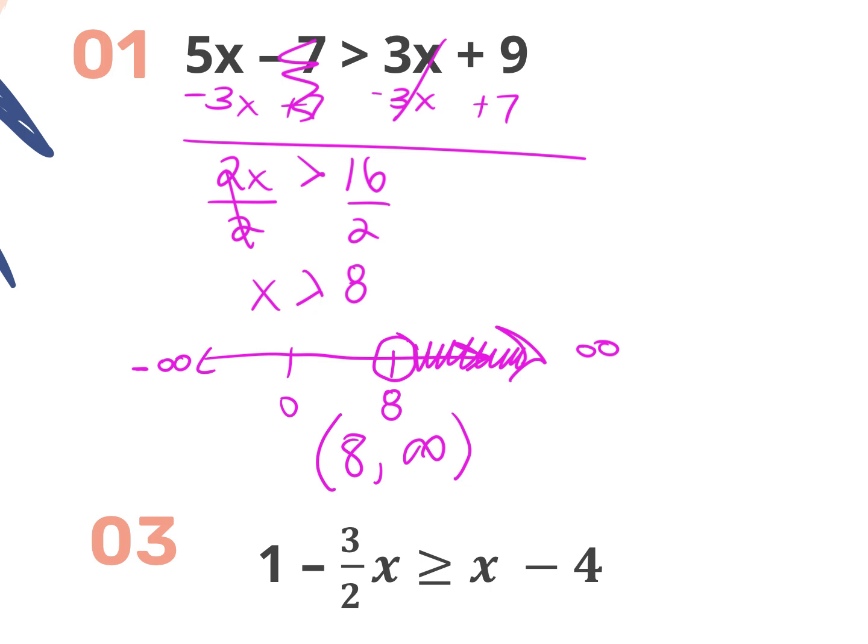So there's 3 parts of your answer here. Here's your inequality statement. Here's your graph. Here's your interval notation. We're just going to go through a bunch of these and just do that. Then we're going to go to some absolute values. Everybody okay? All right, let's go to number 2.